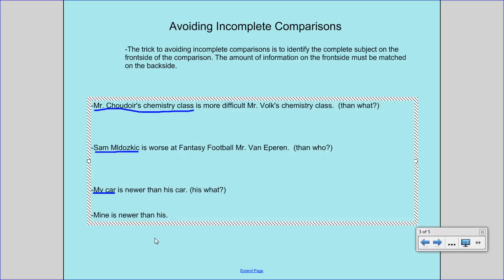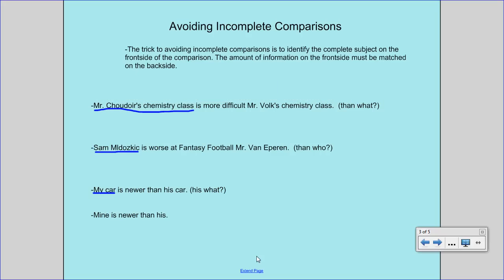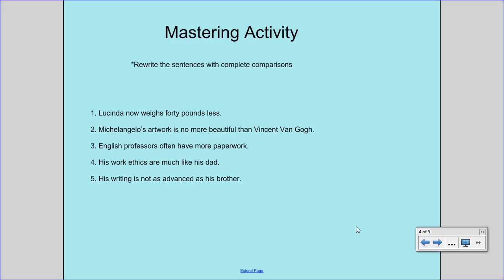Now the easiest way to identify the divider between the front side of the comparison and the back side is that quite frequently, or almost always, it will be some form of the word to be. So in this case we have the word is in all of our sentences. Okay, so is, was, were, are, any form of that verb to be will be the cutoff between the front side and the back side. All right, that's pretty much all there is to it.